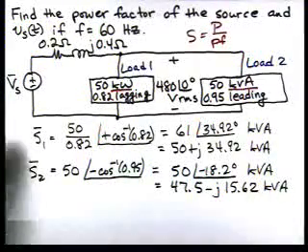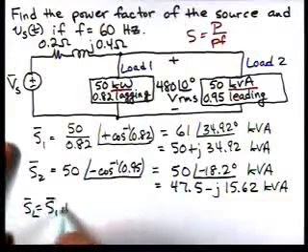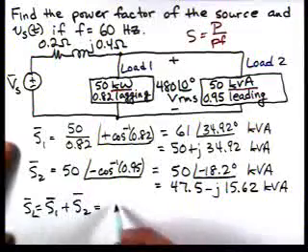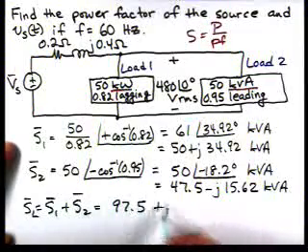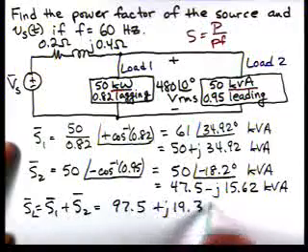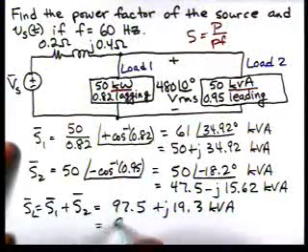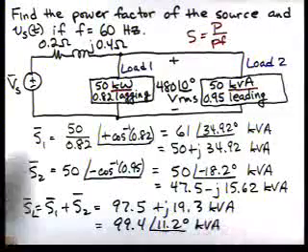So now I'm going to calculate the complex power for the combined loads. I'll just add those together. So that's 97.5 plus j 19.3 kVA, and that's 99.4 at an angle of 11.2 degrees kVA.